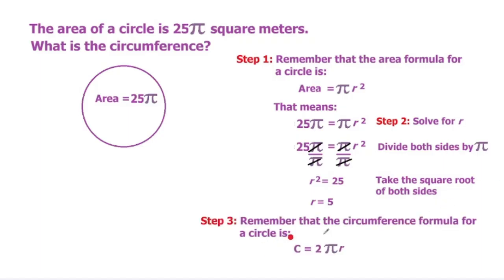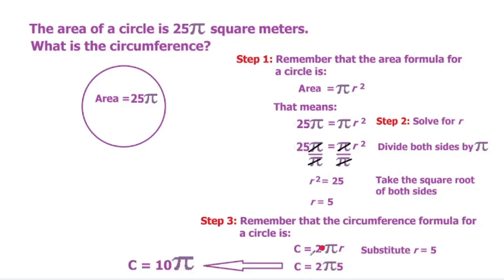Now we can remember that the circumference formula for a circle is c equals 2 pi r. Well, we just plug in r equals 5 in this equation. So c equals 2 pi 5. So c equals 10 pi. Our circumference is equal to 10 pi meters. Okay? That's all there is to that problem.